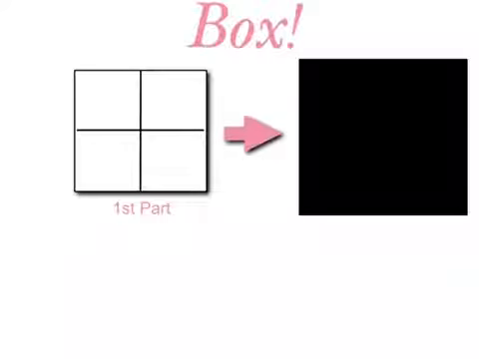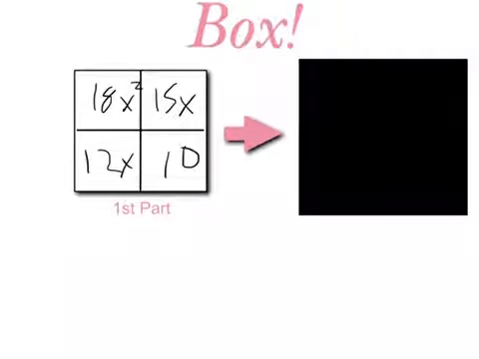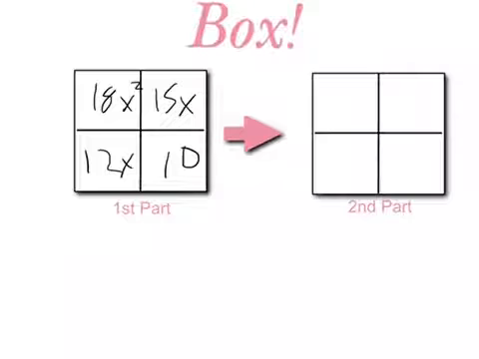Now we have to get those two last numbers we got from the second part of the diamond to create our box, 15x and 12x. It doesn't matter which place you put it in the box, as long as it's in either one of those two places with your problem. So now we have to get the first number, which is 18x squared, and 10 from the original problem. Now we can move on to the second part of our box.